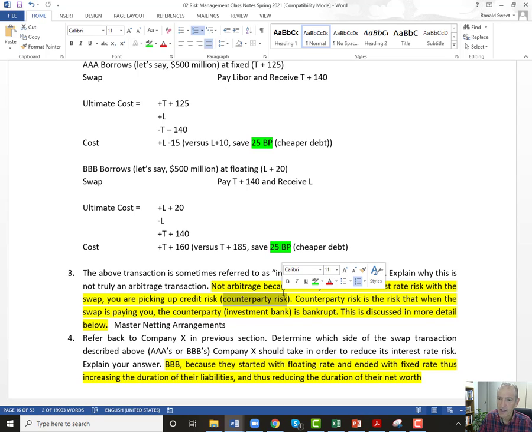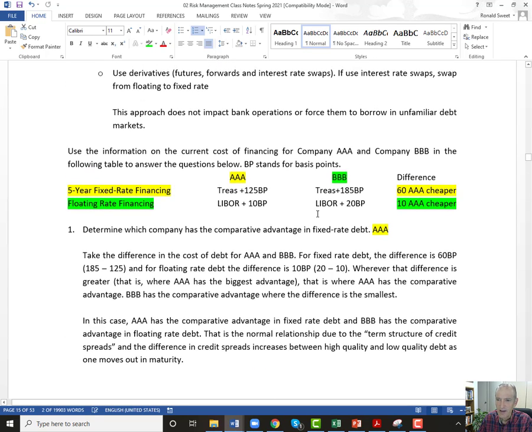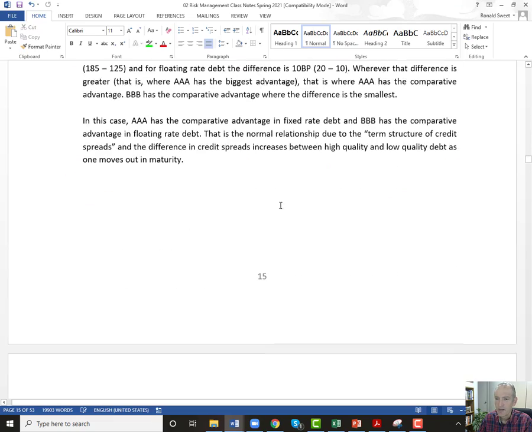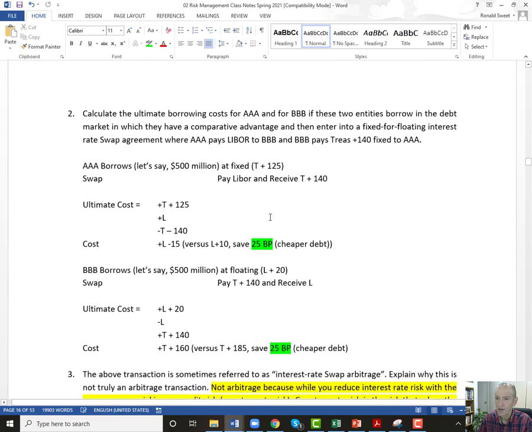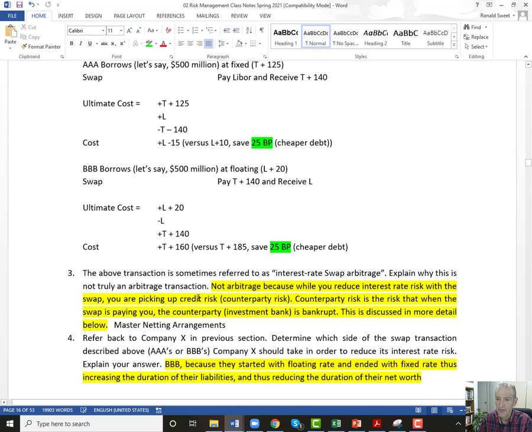Here your counterparty, and I set this up a little incorrectly. I made it look like AAA and BBB are dealing with each other, but in reality, there is a counterparty in between the two of them. An investment bank like JP Morgan or Morgan Stanley or Goldman Sachs, there's a counterparty in between, and that is where your counterparty risk is. So AAA is not exposed to BBB. AAA is exposed to maybe Morgan Stanley, and Morgan Stanley is exposed to AAA and BBB.